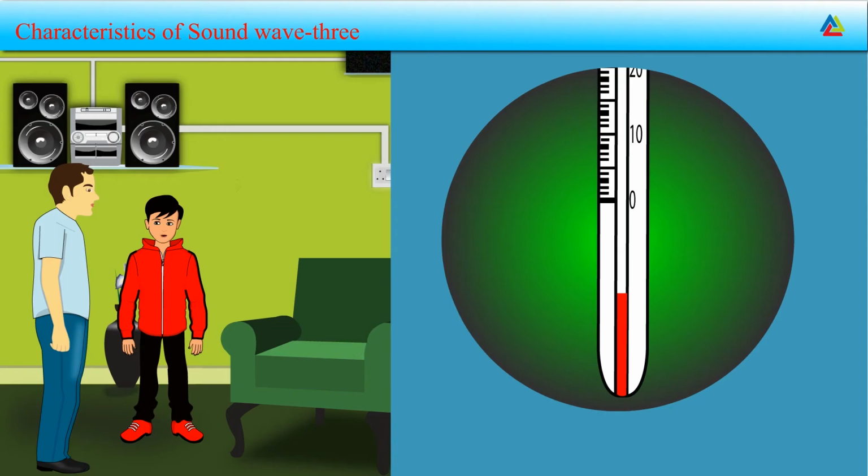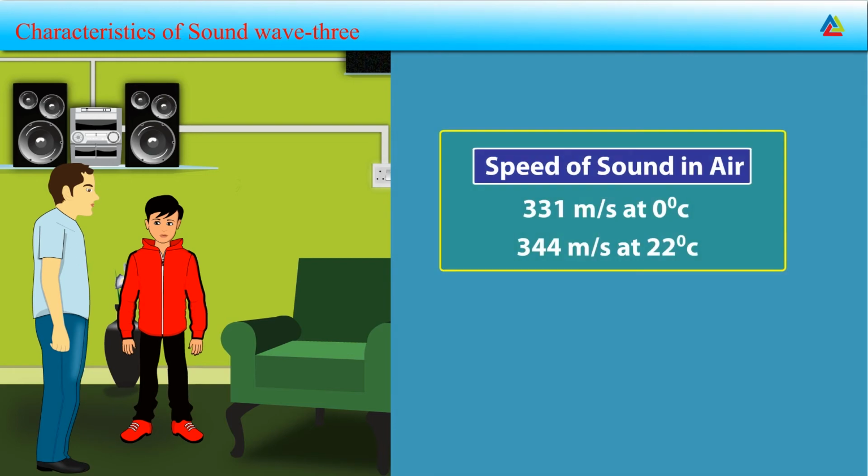Dad, does the speed of sound remain the same for different media? No, the speed of sound depends on the properties of the medium through which it travels. It depends on the temperature of the medium. The speed of sound increases with an increase in temperature.